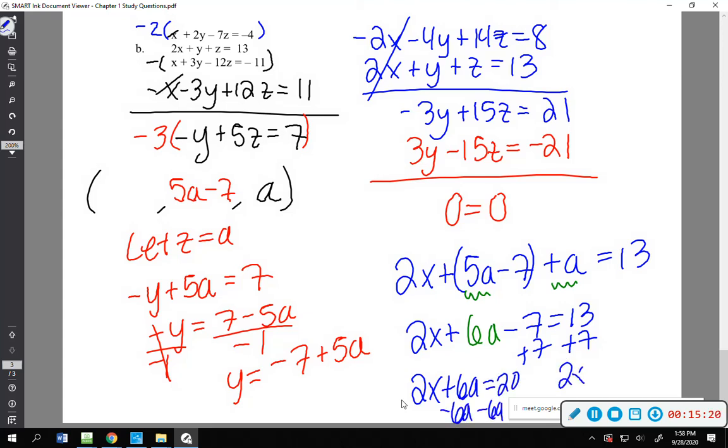And we have 2x equals 20 minus 6a. We need to get x by itself, so divide everything by 2. And that gives us x equals 10 minus 3a. So we'll say negative 3a plus 10. A lot of work.